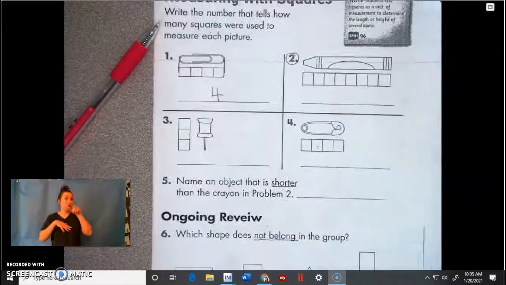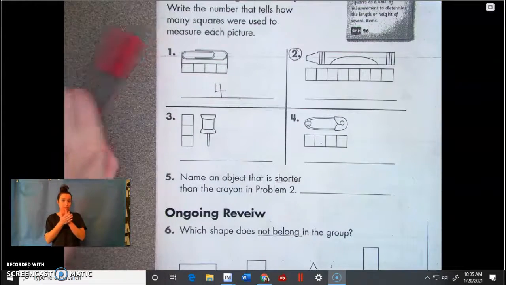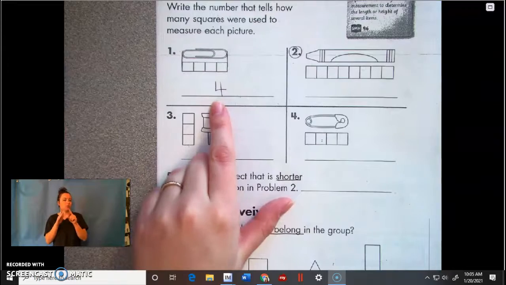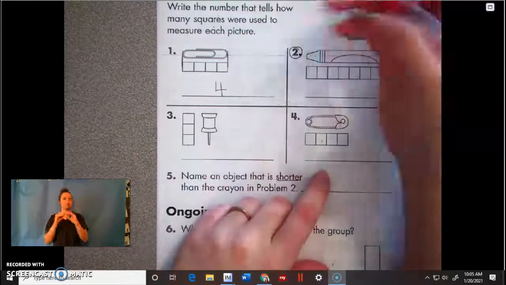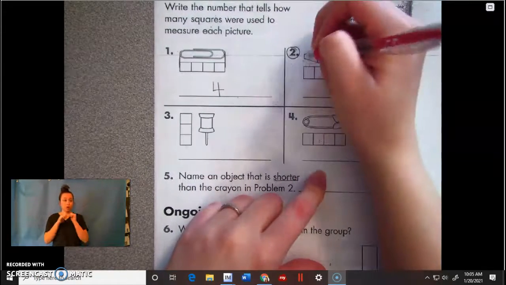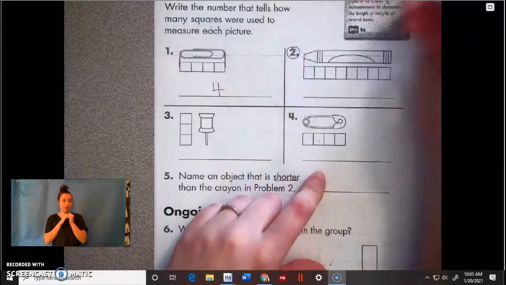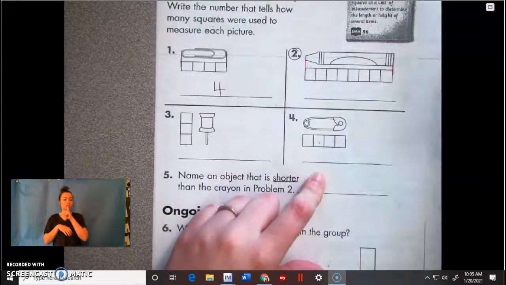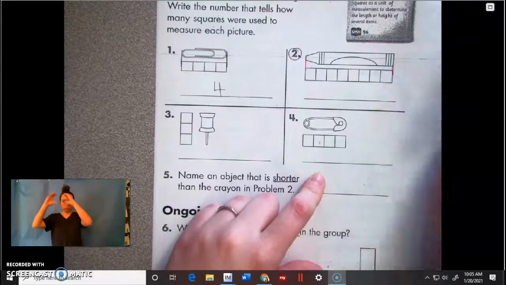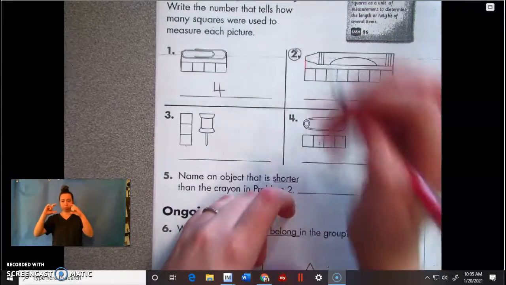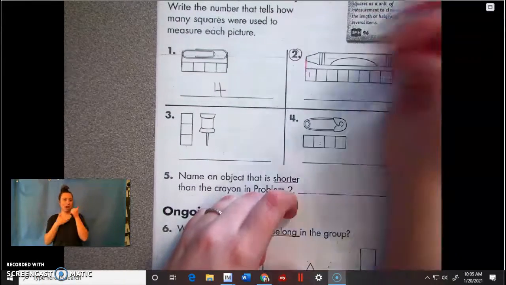You should have already finished this, but let's go over it together. So we stopped on number 1. So let's go ahead and look at number 2. I'm going to do the ones together that we're checking in red. Okay? So we're making sure that our crayon is lined up with the squares, and let's count how many squares. If it helps you to write the number in the box, you can.